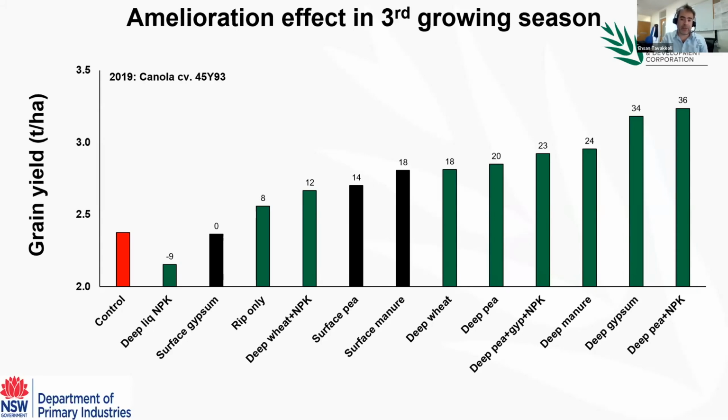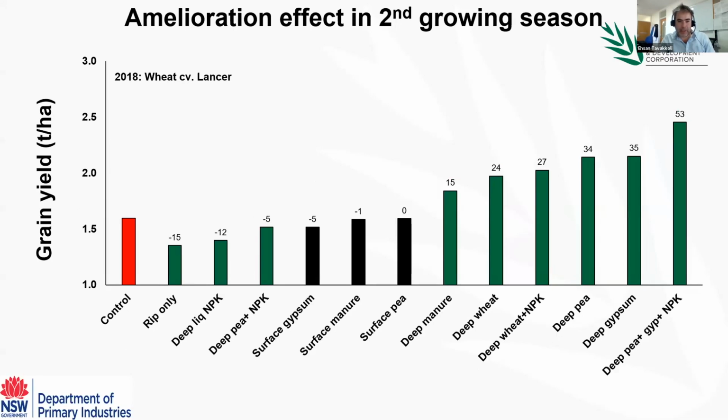The numbers on top of each bar are relative to the control, which is on the left-hand side. I want to use my time wisely, because I know I don't have much, to actually explain what happens after you add some of these amendments into the soil. Before going to that explanation, I also wanted to give you some idea of what happens in the second season.